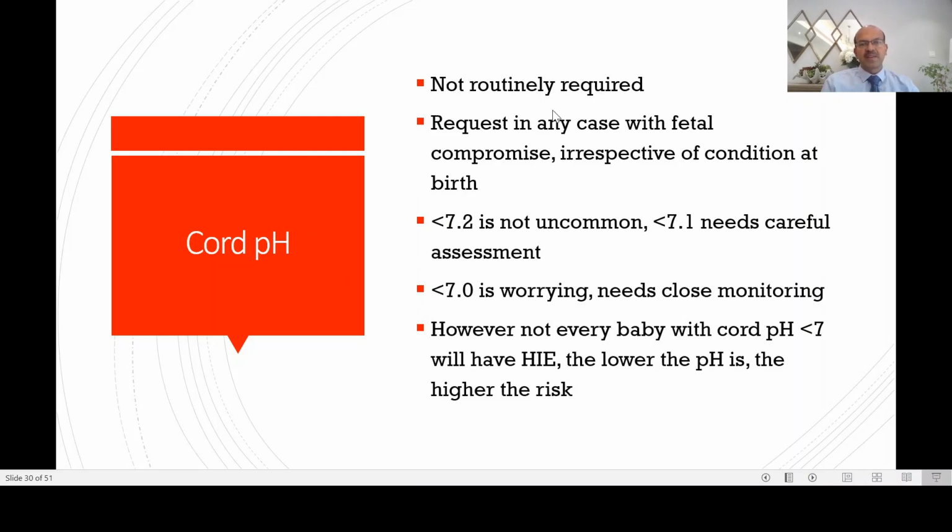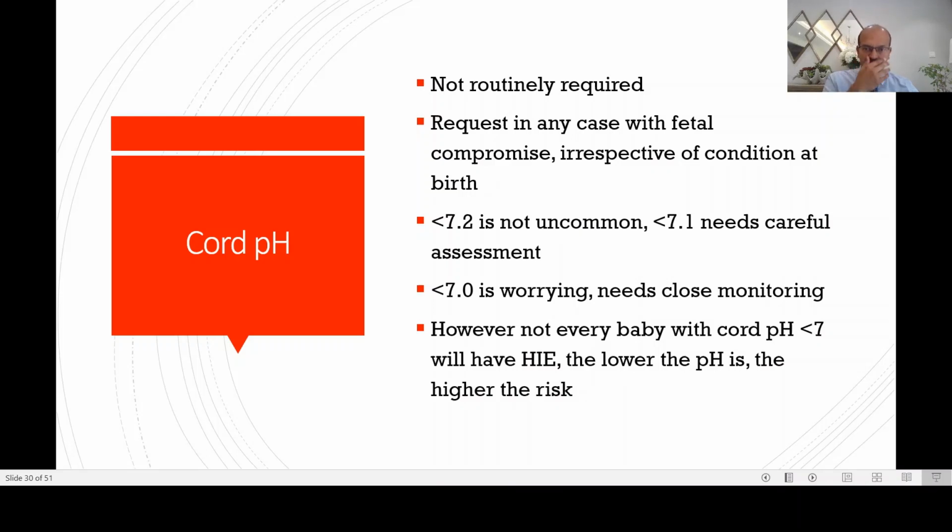In terms of cord pH, it's not routinely required in all the deliveries. However, where you have fetal compromise or the baby comes out in a poor condition, you do need to request it. And double clamping of the cord as a routine will allow you to take the sample even after the baby is delivered. So if you take the sample within 3 to 5 minutes of delivery within the double clamp segment, it will be reflective of the fetal condition at birth.